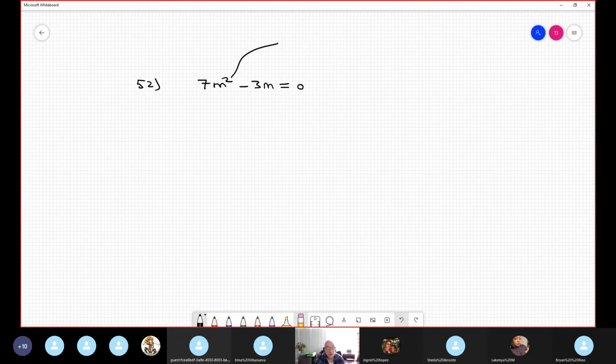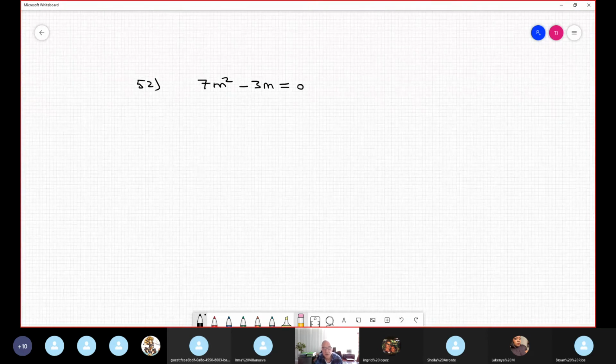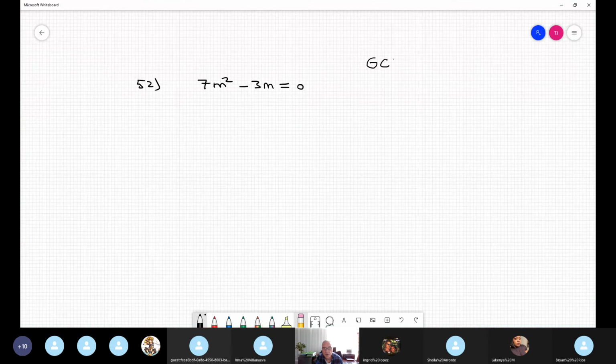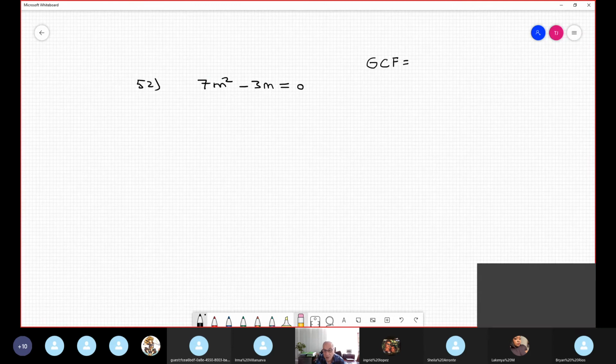Okay, super. Now I focus my attention on the factorization of this expression. It's a binomial, right? But I do not recognize the binomial very well. However, we have a GCF, yes or no? What is the GCF? What is the common factor you can see using your eyes? M, very well. So I factor out m, we have 7m minus 3.